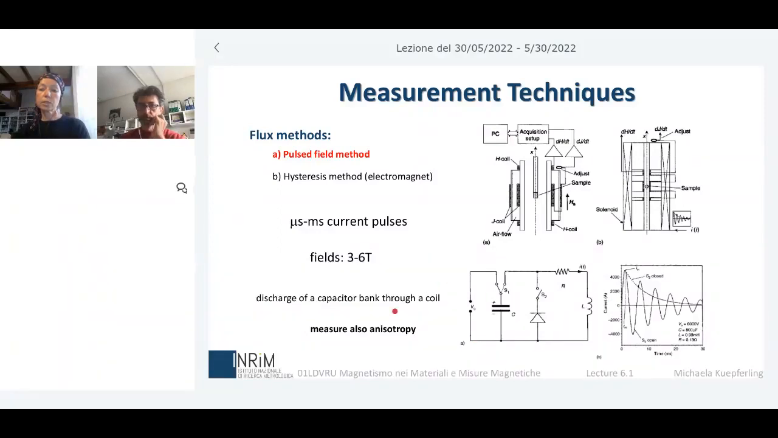You can also use this method to measure anisotropy, and that's also very nice, not only the hysteresis curve, but also anisotropy.